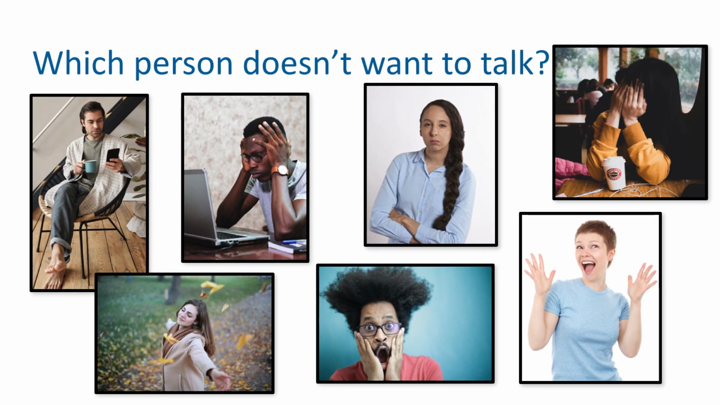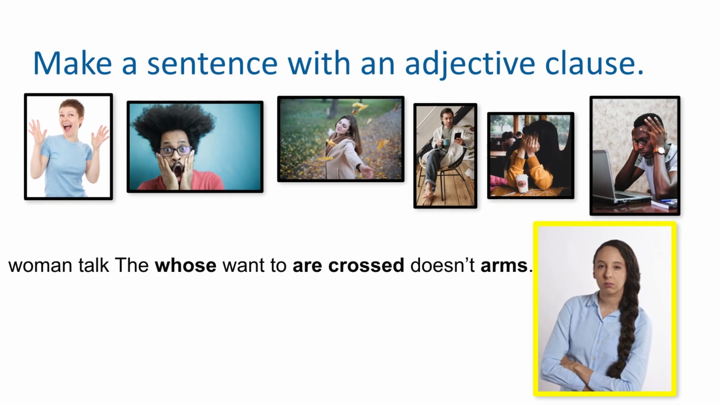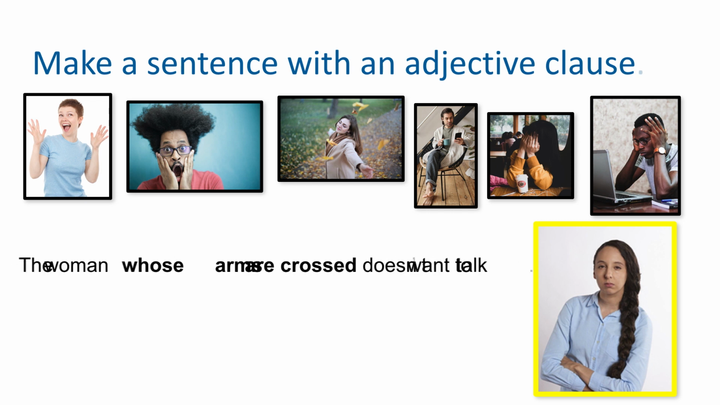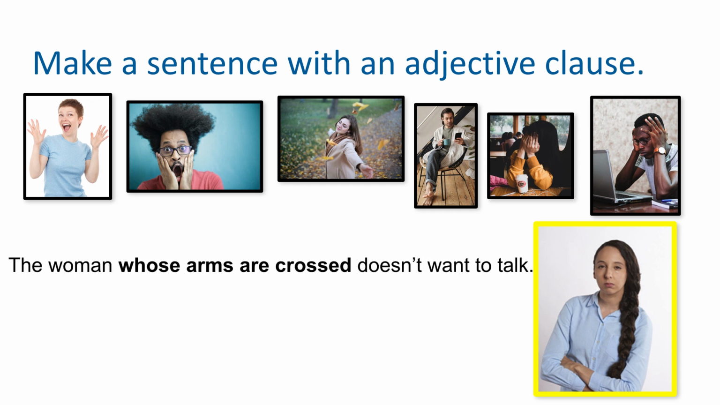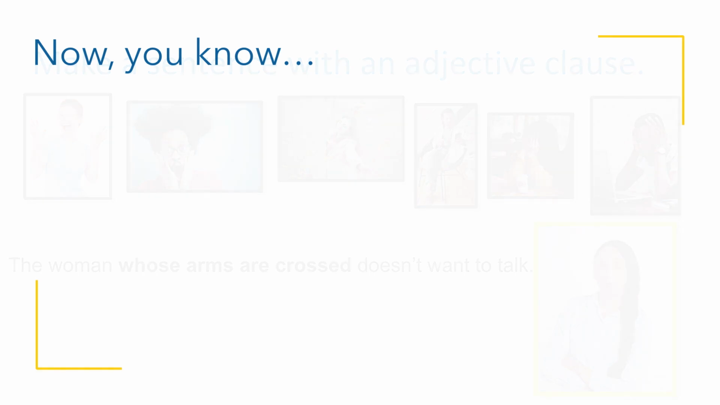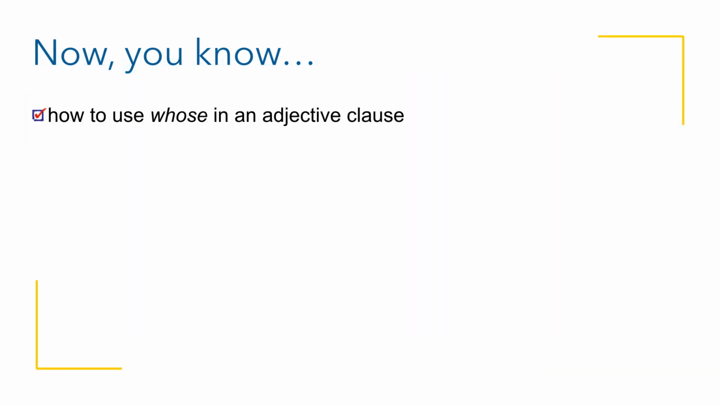Which person doesn't want to talk? She looks like she doesn't want to talk. Make a sentence with an adjective clause. All right, here's the answer. The woman whose arms are crossed doesn't want to talk, so stay away. Wasn't it easy? Now you know how to use whose in an adjective clause.